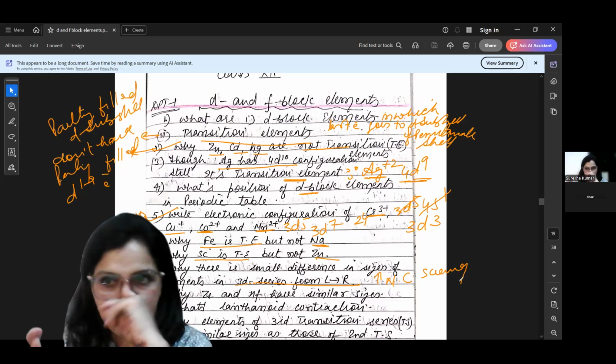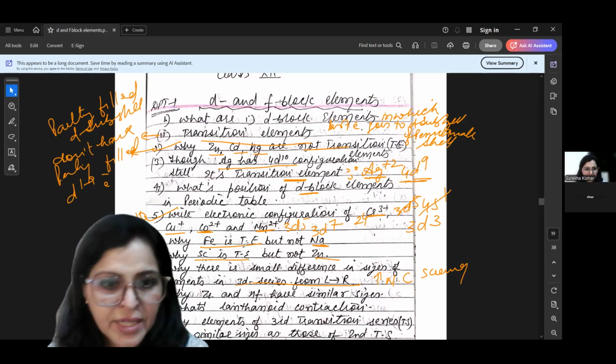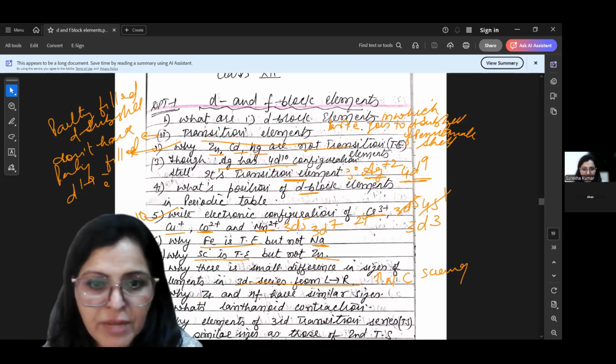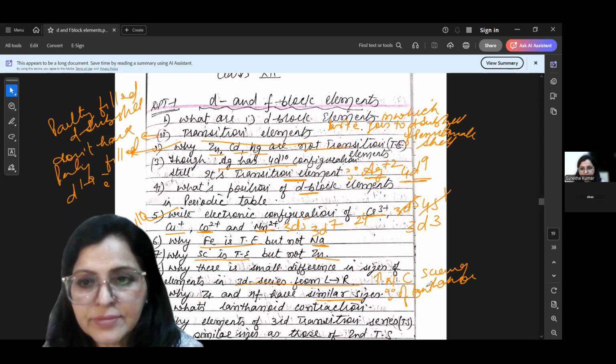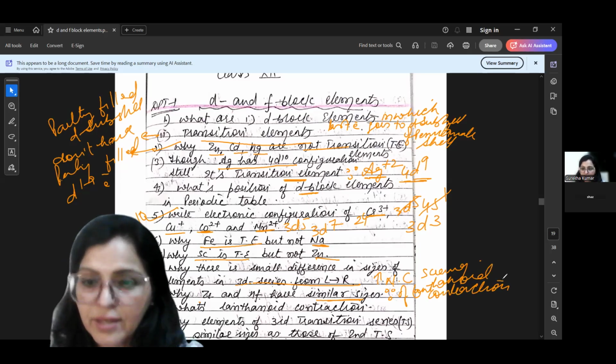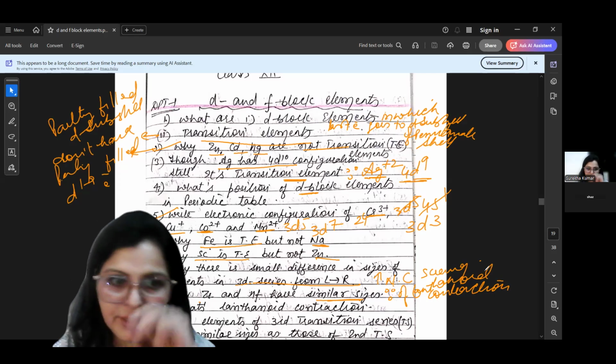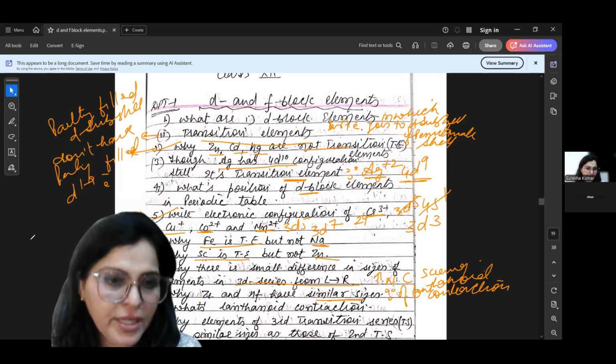Yesterday I told you, right? Why do zirconium and hafnium have similar sizes? Because of lanthanoid contraction. Lanthanoid contraction. Do you remember that point? Okay, I'm writing down here.